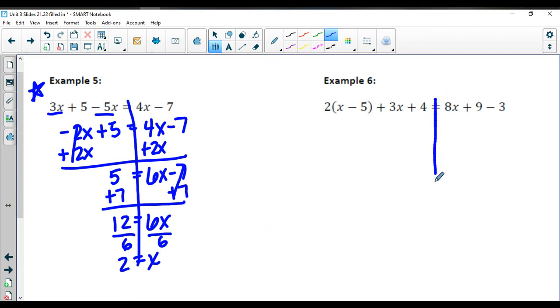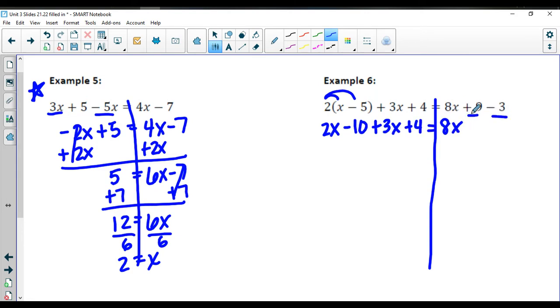In example number 6, this one's a pretty complicated one. There's a lot of steps. So we'll distribute first. 2x minus 10 plus 3x plus 4. And over here, I'm going to go ahead and combine my like terms, a positive 9 and the negative 3, which will give me a positive 6. The 2x and the 3x on the left go together. The negative 10 and the positive 4 give me a negative 6. And this is equal to 8x plus 6.